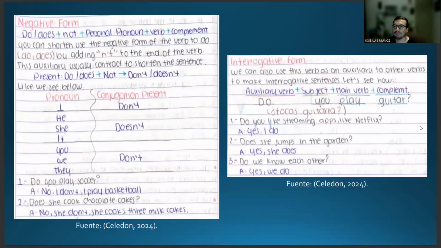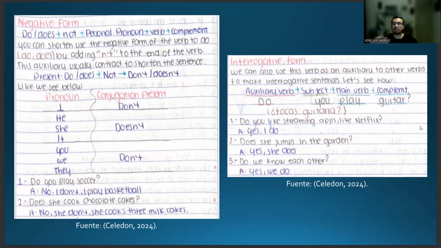We have the negative form, and you use do or does plus not plus personal pronoun plus verb plus complement, as we see on the left side here in the slide. You have the personal pronoun and the conjugation. You add I don't, he doesn't, she doesn't, it doesn't, you don't, we don't, they don't. Then you have two sentences. Do you play soccer? No, I don't. I play basketball. Number two, does she cook chocolate cakes? No, she doesn't. She cooks meal cakes.